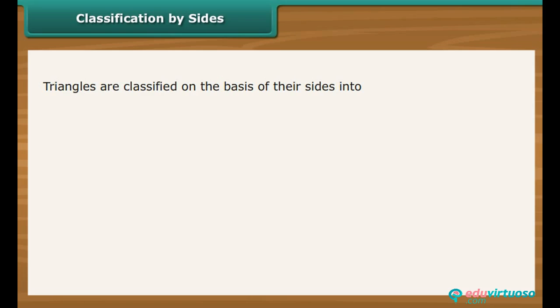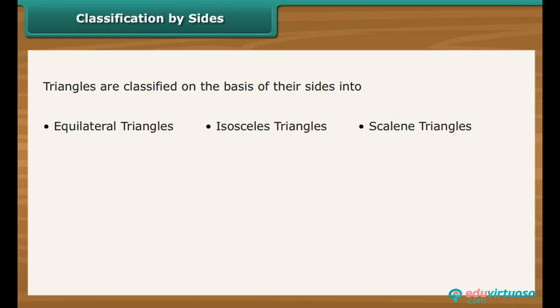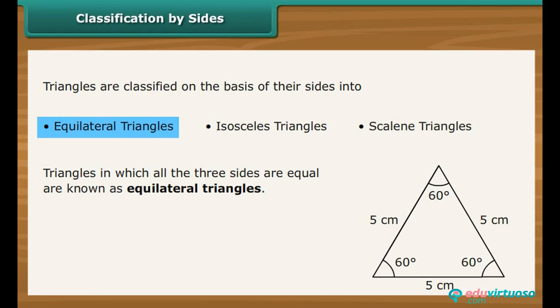Triangles are classified on the basis of their sides into equilateral triangles, isosceles triangles, and scalene triangles. Triangles in which all the three sides are equal are known as equilateral triangles. All the angles of equilateral triangles are also equal.